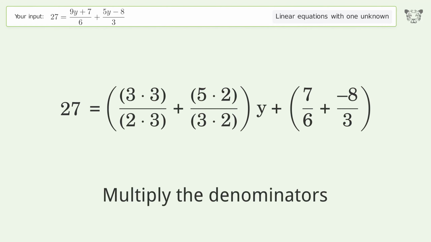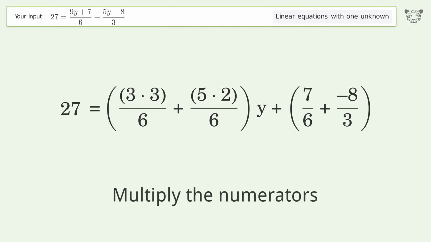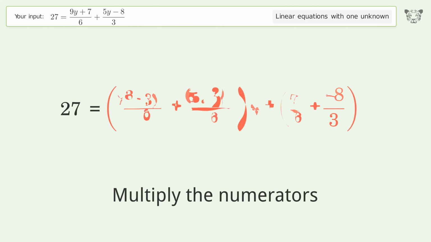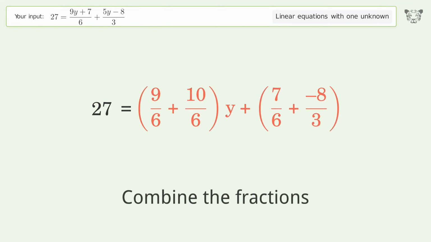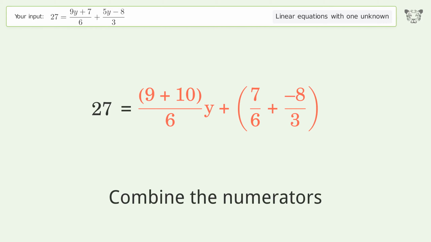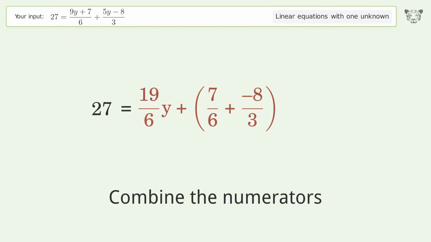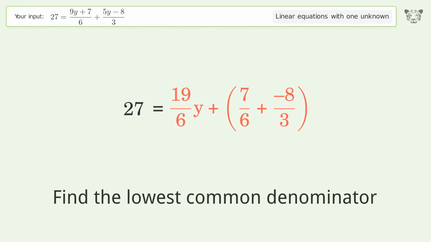Multiply the denominators. Multiply the numerators. Combine the fractions. Combine the numerators. Find the lowest common denominator.